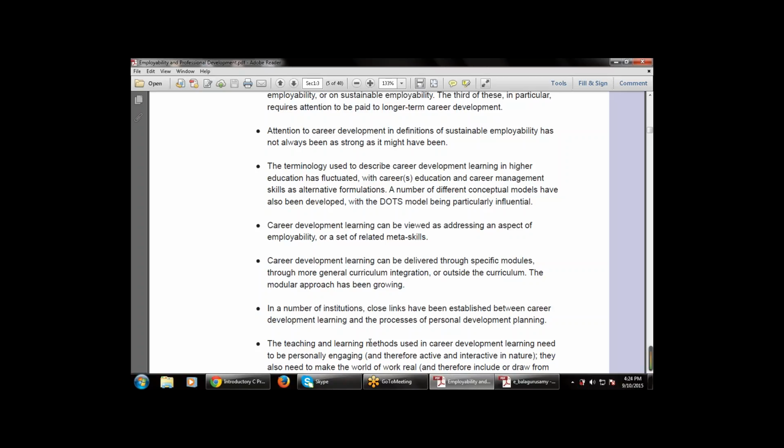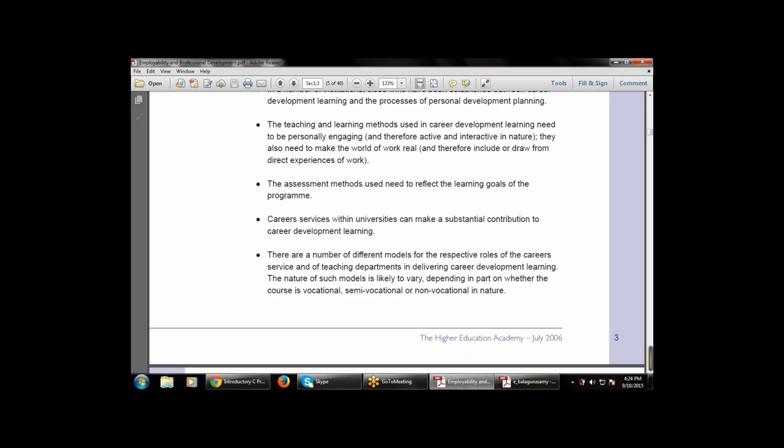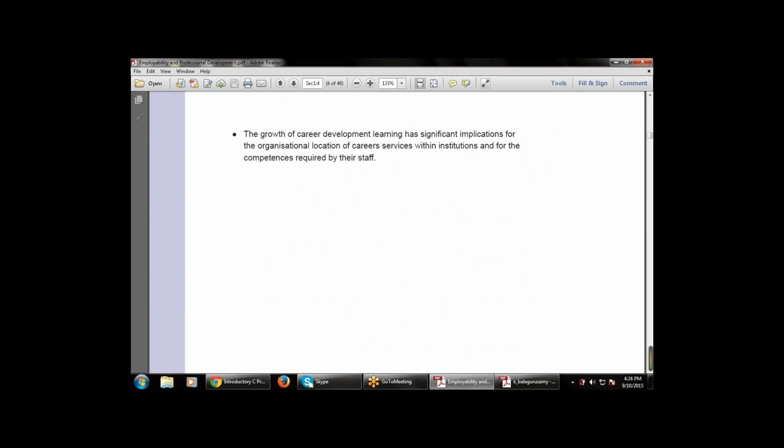In a number of institutions, close links have been established between career development learning and the processes of personal development planning. The teaching and learning methods used in career development learning need to be personally engaging. That is, they need to bring in the real world, used for direct experiences of work. Then the career services within the university can also make a sustainable contribution to career development learning.